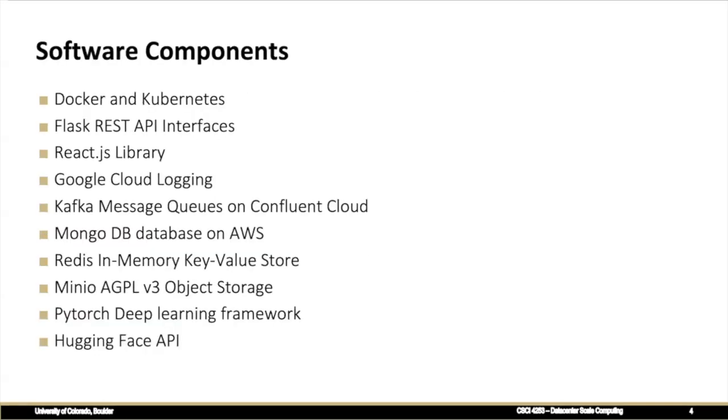So some of the software components, we have Docker, Kubernetes, Flask, REST API services, React JS library, Google Cloud logging, Kafka message queues on Confluent Cloud, MongoDB database on AWS, Redis in-memory key value store, MinIO, and PyTorch deep learning framework, and Hugging Face APIs.